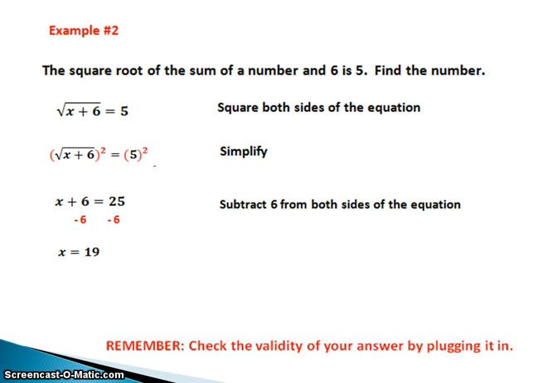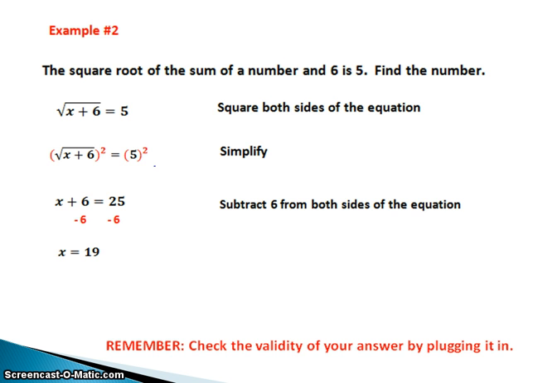And now I'm going to subtract 6 from both sides to solve for x, and I get x equal 19. As always, I'm going to check my answer by plugging it back into the original equation. I have the square root of 19 plus 6. That would give me the square root of 25, which is 5. So I have 5 equal to 5. That answer checks out. Pause now and copy down this entire example, including the word problem.